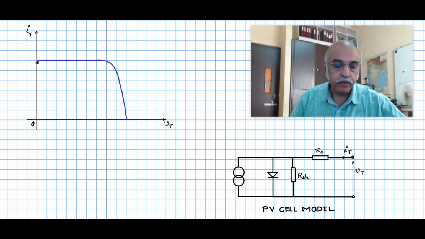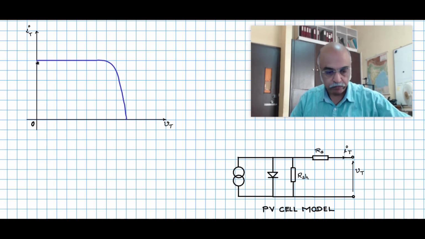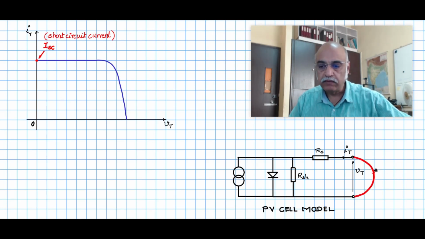One is this point where it intersects the y-axis, where the VT, the terminal voltage, is 0. This point is called ISC, the short circuit current. The reason is this is the value when the terminal voltage is 0. So basically, when you short circuit the terminals, the current that flows through it is ISC.